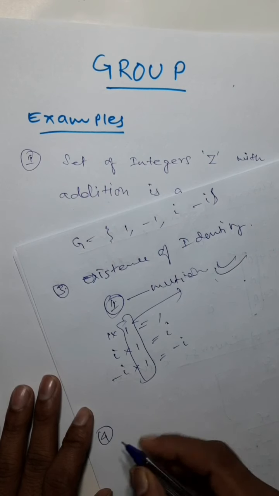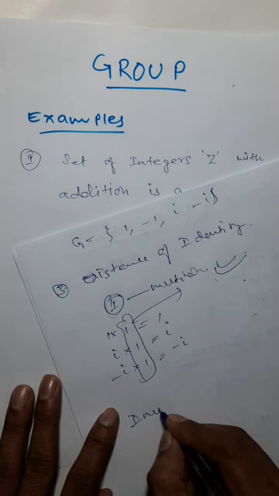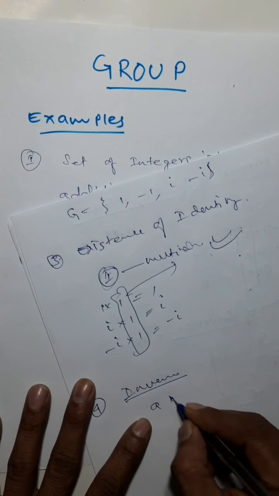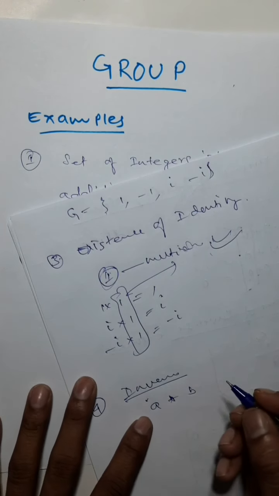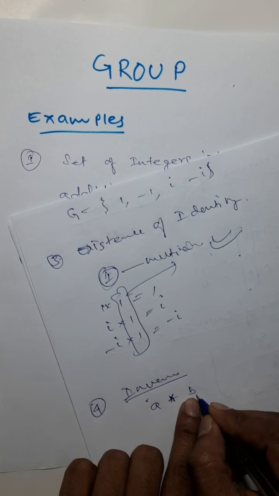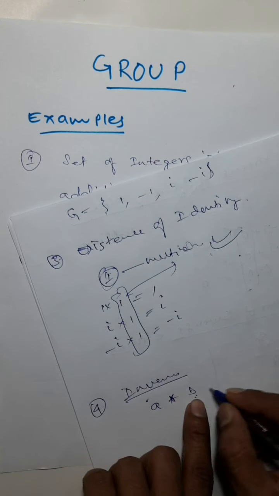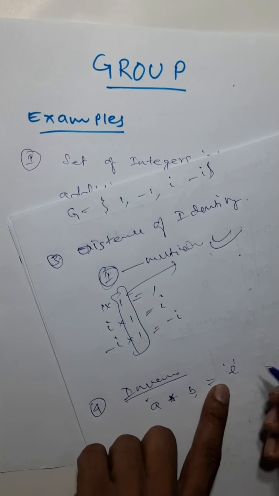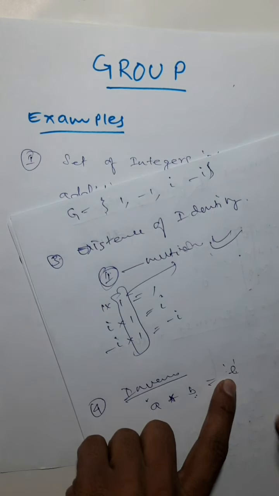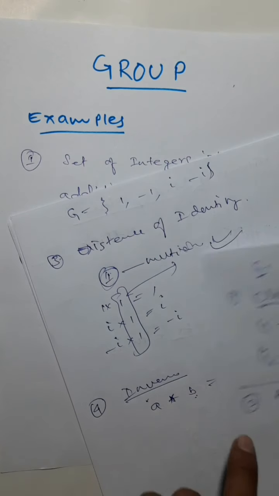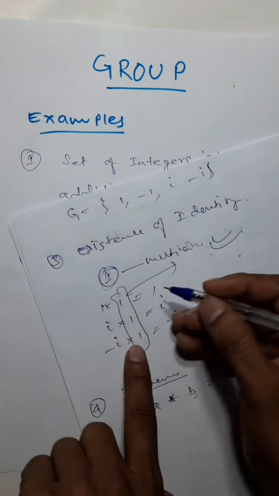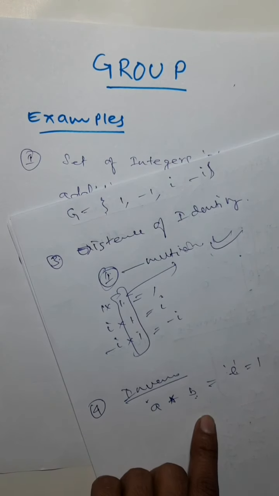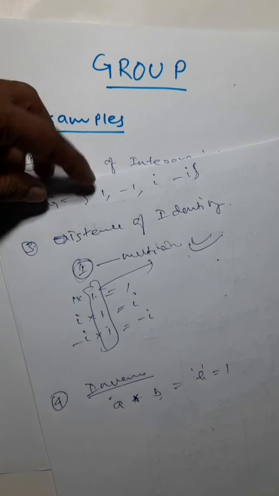The last property is existence of inverse. We have to show that. Inverse means A star B. If A is an element, there must exist B such that their multiplication yields the identity element. Identity will let it be E. Here the identity element is 1, so E must be equal to 1. So let me find how it will work.